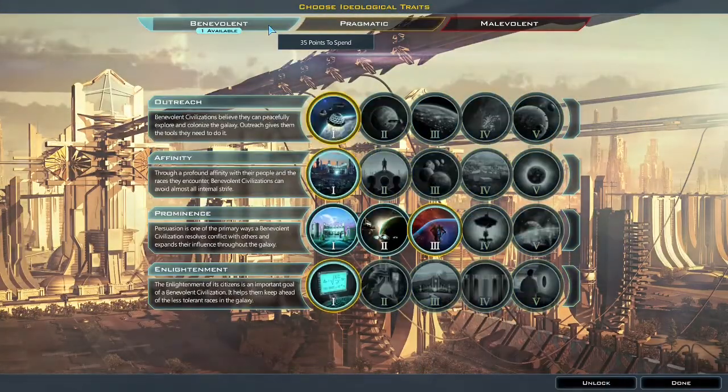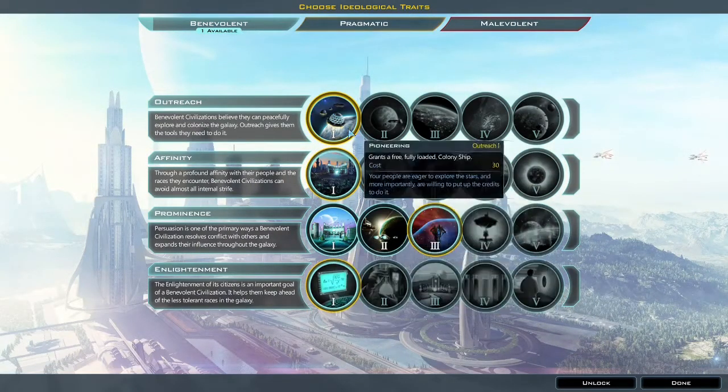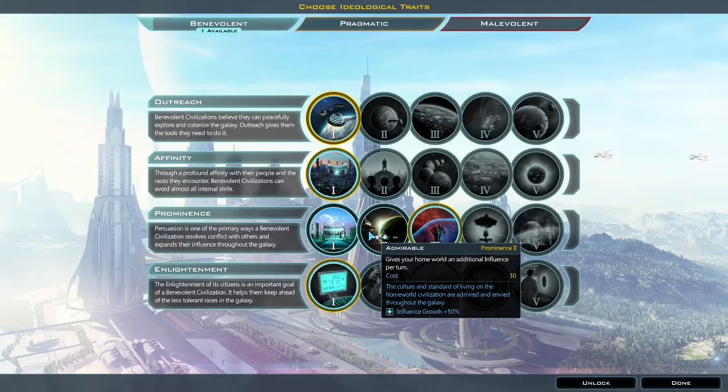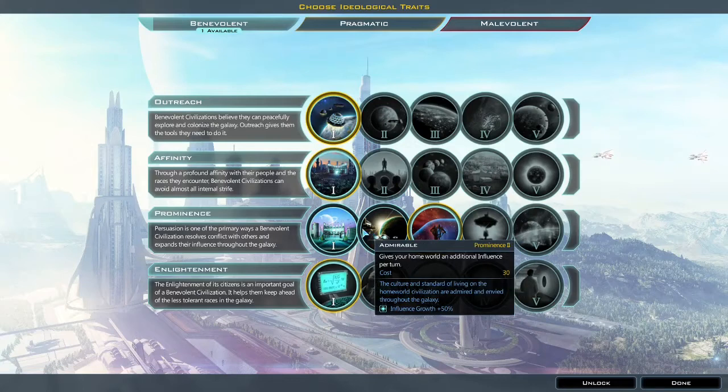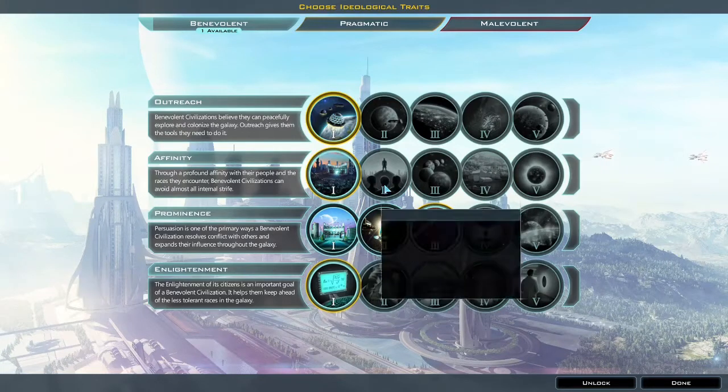Influence growth is really supported by the benevolent ideology. So, for example, these two do provide a lot of influence growth, as I already said. This one provides admiration, which gives plus 50% influence growth on our capital, and this one lets us get a missionary center, which provides plus 25% influence growth.